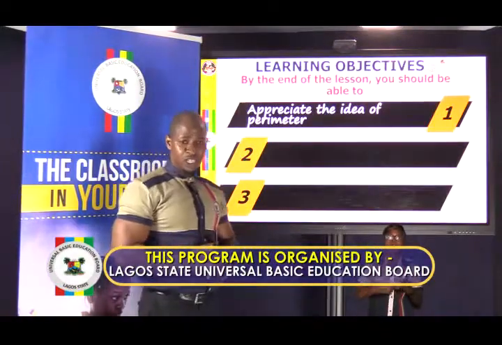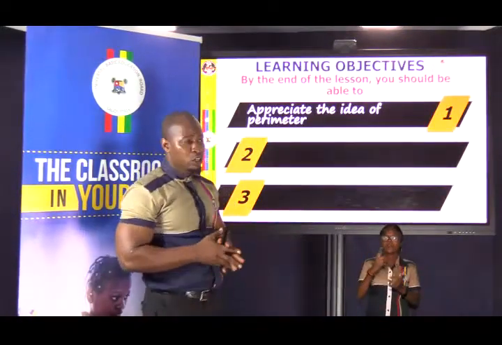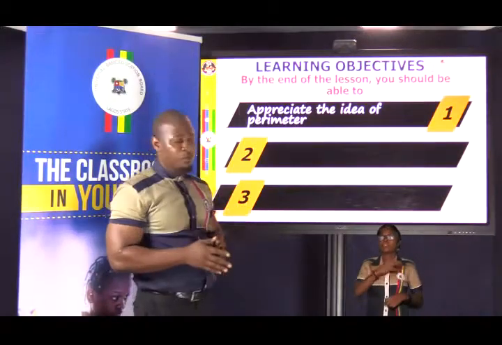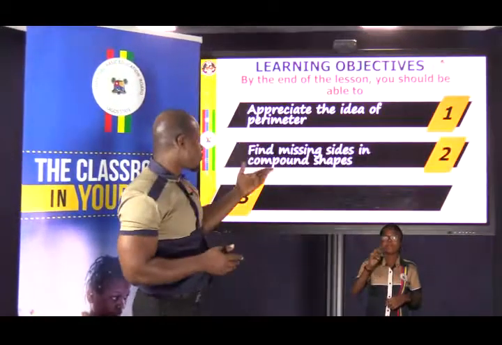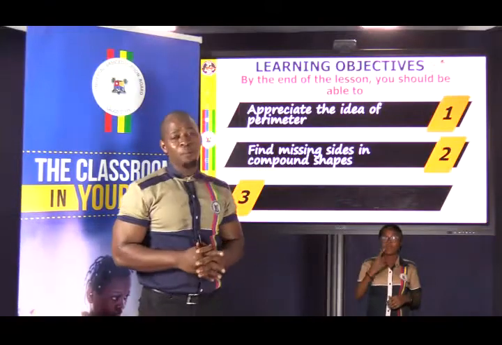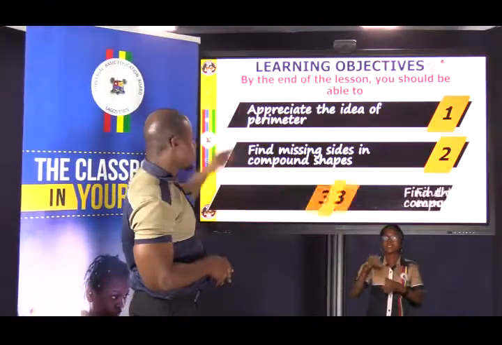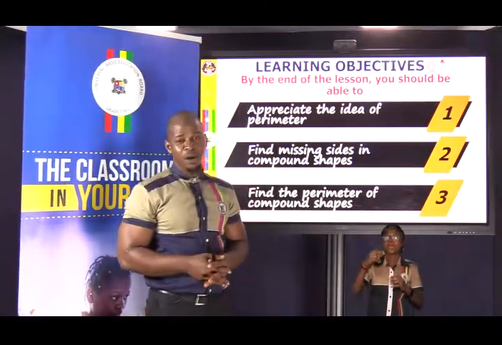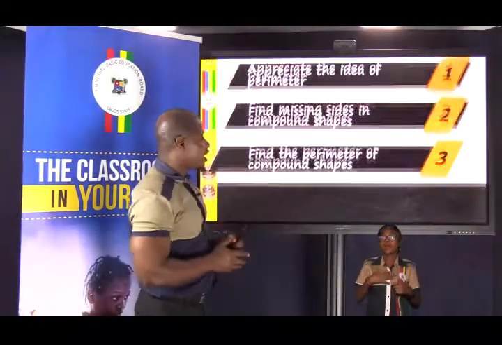What are the learning objectives? By the end of this lesson, you will be able to appreciate the idea of perimeter. You will be able to find missing sides in compound shapes, and you will be able to find the perimeter of compound shapes. Let's just dive into it.